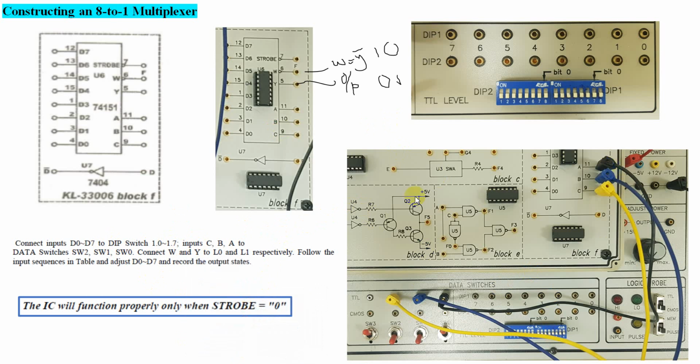Now, first of all, if you see here, the A, B, and C from here are connected to the data switches here. There is one connection, because the connections here are very complex. Not complex, I mean we have a lot of wires here. So I have just shown you step by step. We have connected A, B, and C.